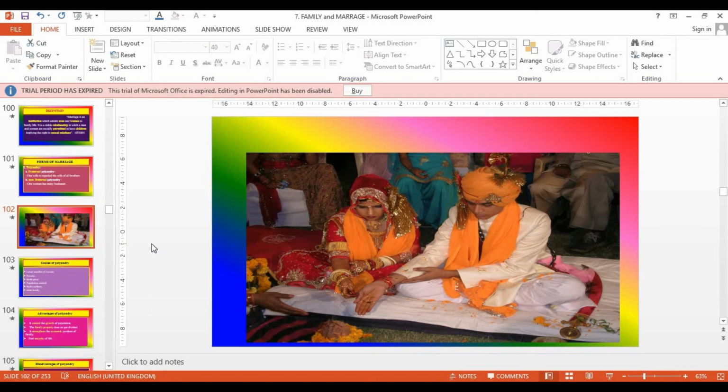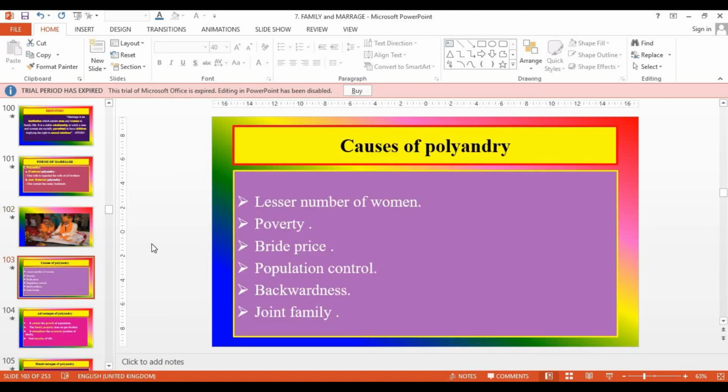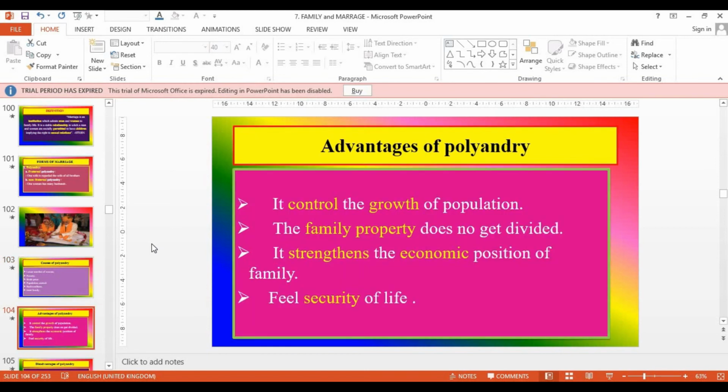Look at this marriage function. Causes of polyandry: fewer women, poverty, bride price, population control, backwardness, then joint family. Advantages of polyandry: control of population growth, family property does not get divided, strengthens the economic position, then a feeling of security of life.